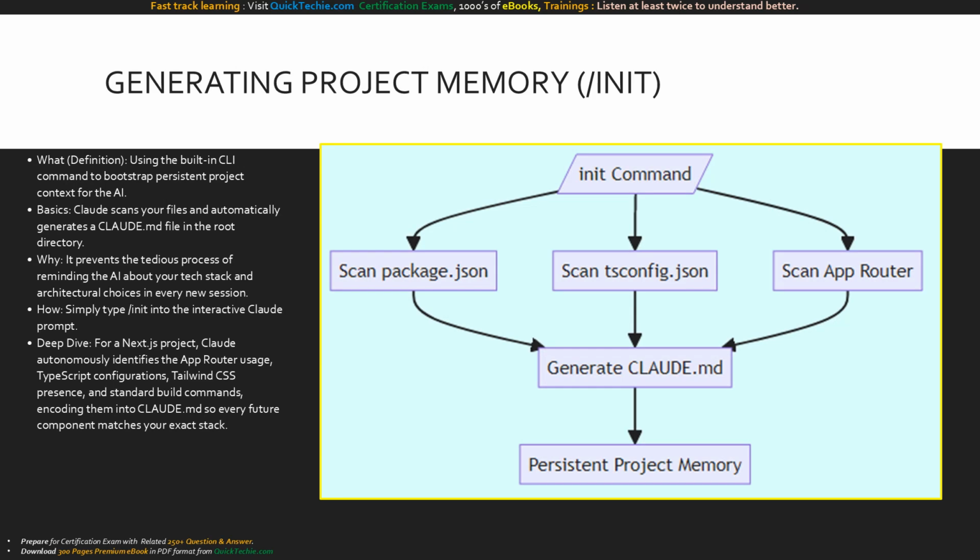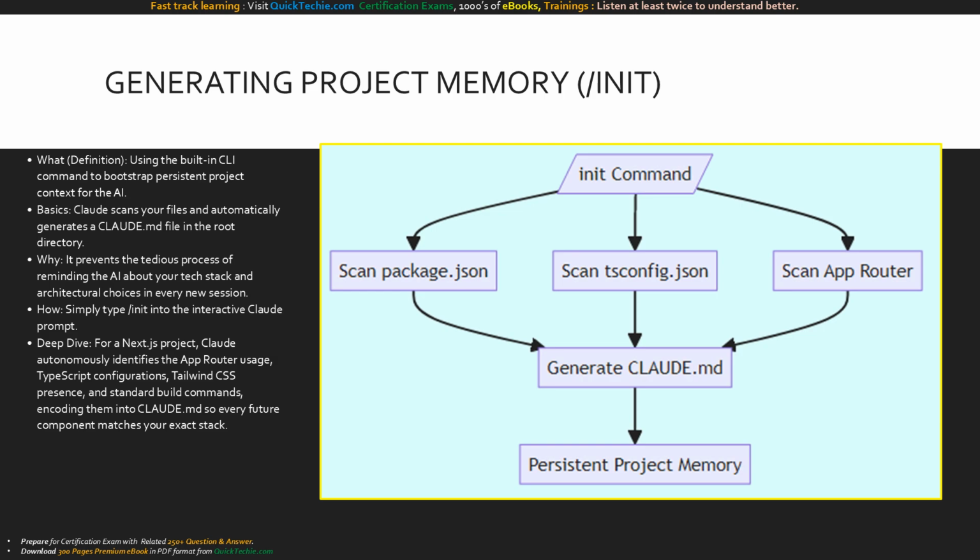Now that Claude is running in our Next.js folder, we need to give it persistent memory. What is this? It's the /init command. The basics are simple. You type /init, and Claude scans your entire repository to generate a claude.md file. Why is this critical? Without it, you'd have to remind Claude that you are using Next.js, TypeScript, and Tailwind CSS on every single prompt. How it works is entirely automatic. In our deep dive, we see that Claude specifically identifies modern Next.js features like whether you are using the app router or the pages router. It locks those architectural details into its memory, so every component it writes tomorrow perfectly matches the stack you are building today.